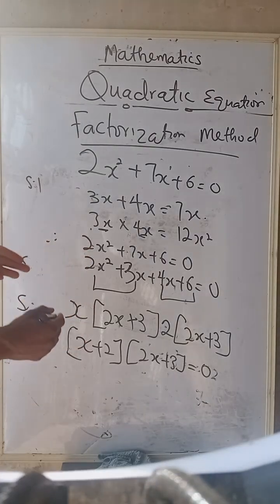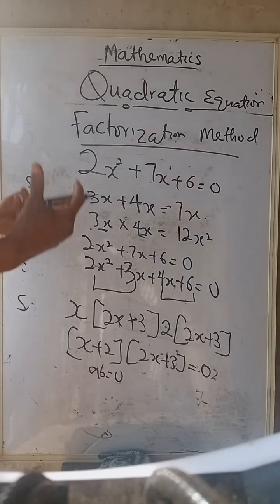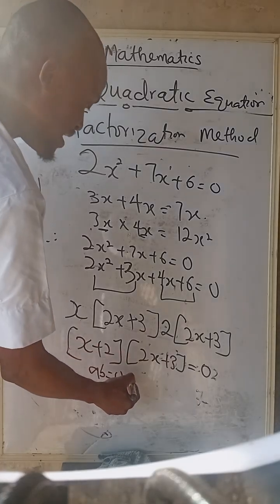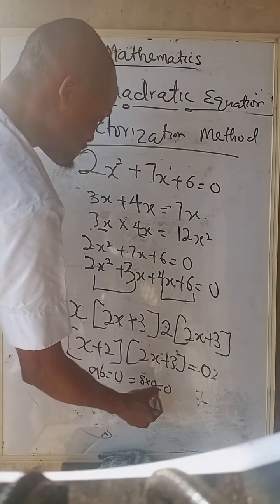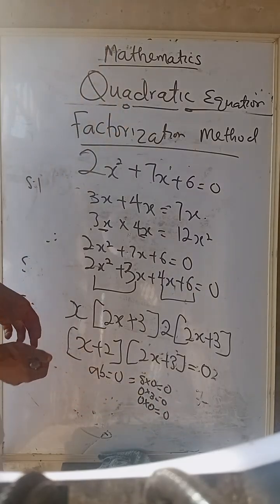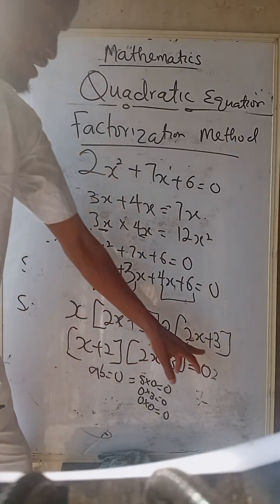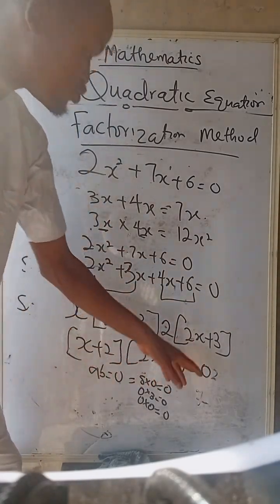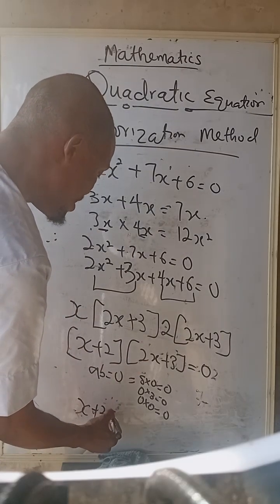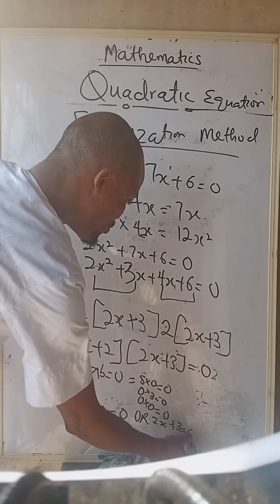In mathematics, there is a law that says that if AB equals 0, that is, if you multiply two numbers together and it gives you 0, it means that one of the numbers will be 0. Meaning that 5 times 0 is 0, 0 times 3 is 0, or 0 times 0 equals 0. So if this one times this one gives me 0, meaning that either this one is 0 or this one is 0 or the two are 0. It is this law now that will help us to say, okay, x plus 2 equals 0 or 2x plus 3 equals 0.